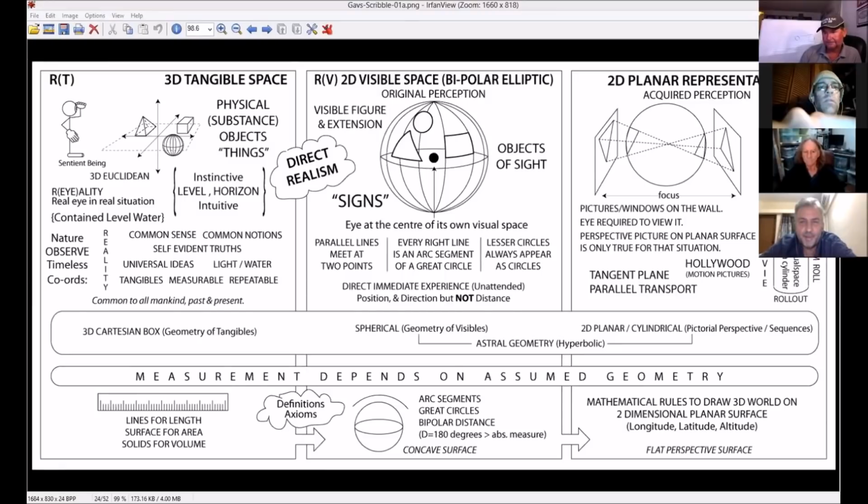And then on the right-hand side, the deception, if you like, is that they're always telling us planar representations are all we get. So they miss out the middle bit. The middle bit, if you like, the signs, are the things that they don't want to tell you about. And they basically go from the left-hand side to the right-hand side and skip the bit in the middle.